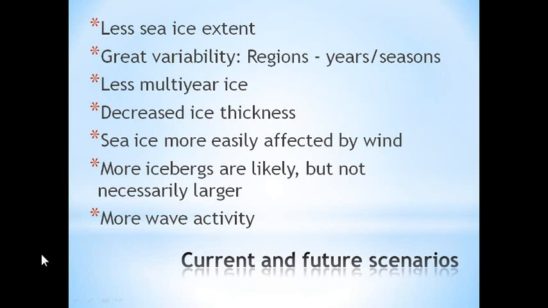But to summarize the changes of the sea ice and icebergs, all the trends show that the ice extent is decreasing, and there's still great variability between both regions and years and even seasons. There's much less multi-year ice, which is ice that has survived one summer, and the ice field as a whole is becoming thinner, which causes certain difficulties, which I will try to get into. One of them being that the ice is more affected by wind, so you get more variability because of that. More icebergs, certainly in the Greenland Sea, are likely, not necessarily larger, but definitely the trend seems to be that we'll be getting more icebergs.